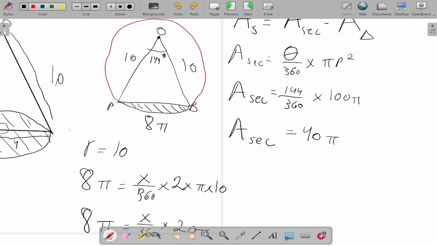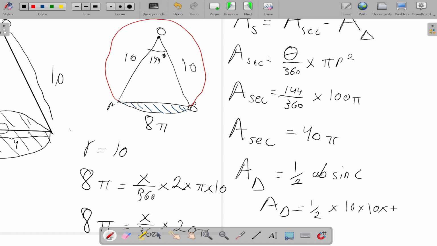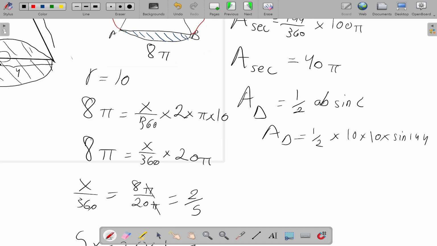Our area of the triangle is simple. We have two sides and we have the angle. So area of the triangle is equal to half ab sine C. So area of the triangle is equal to half times a, which is 10, b, which is 10 since it's an isosceles triangle, times sine 144. Let's do it on a calculator: 0.5 times 10 times 10 times sine 144. That gives 29.4 degrees.